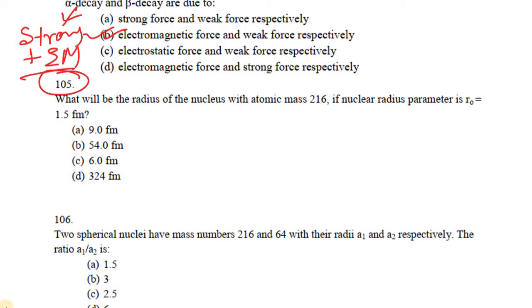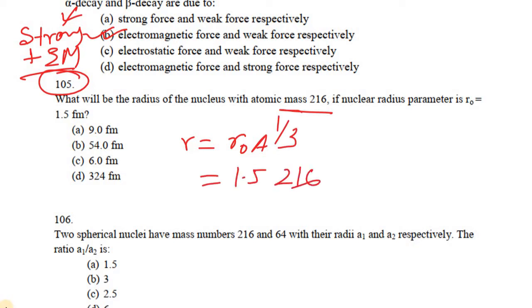Next is 105. What is the radius of the nucleus with atomic mass 216, with radius R0 given? You know that R equals R0 A to the power 1/3, and here R0 is 1.5 given, so it is 216 to the power 1/3, and this gives you 9 Fermi.